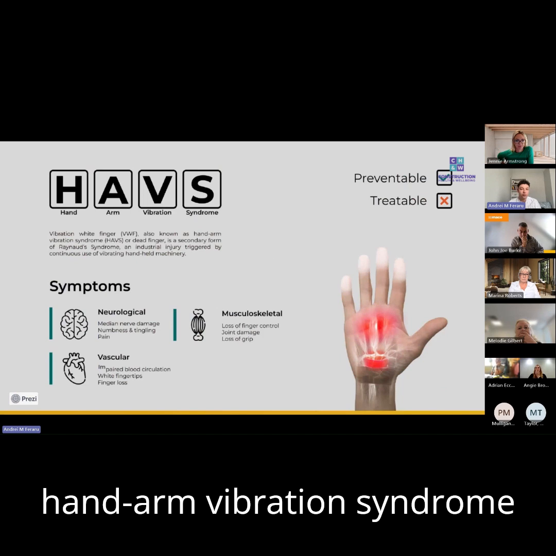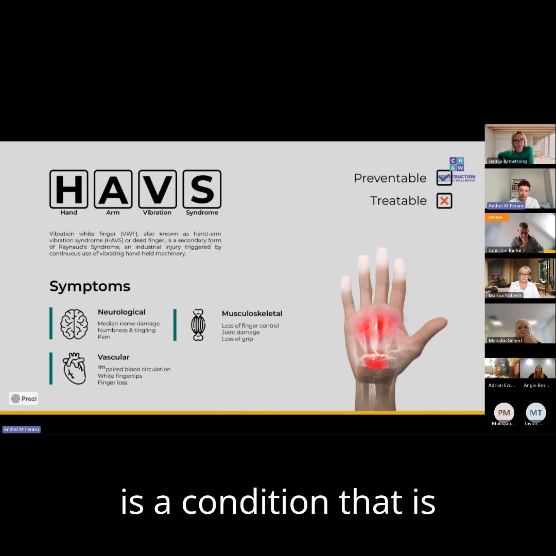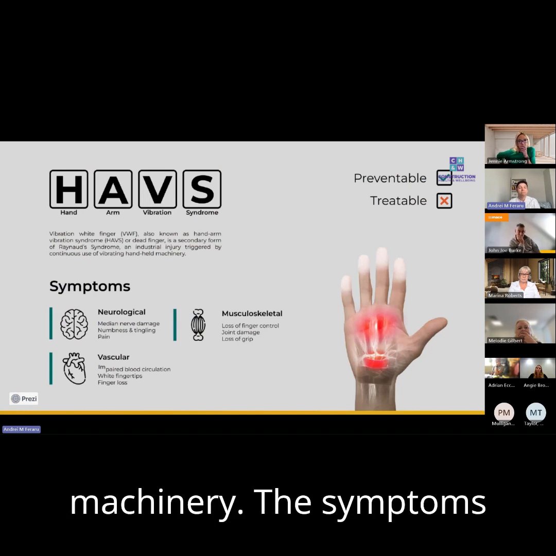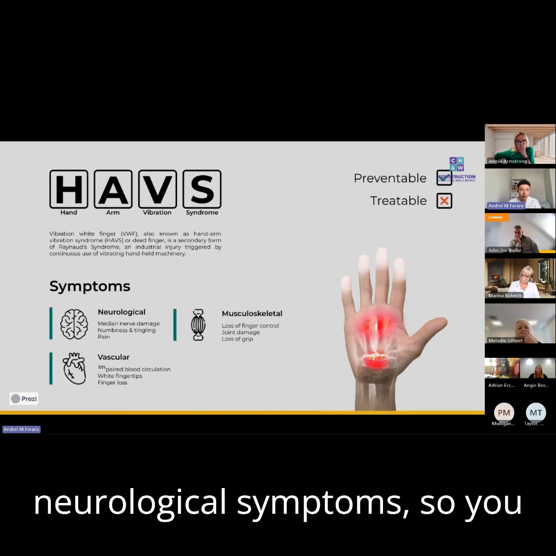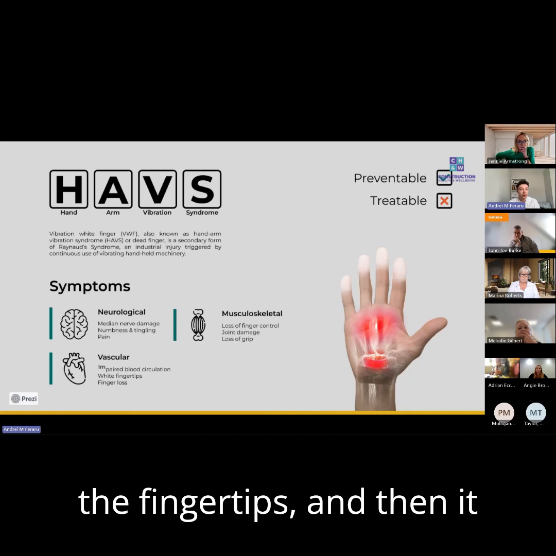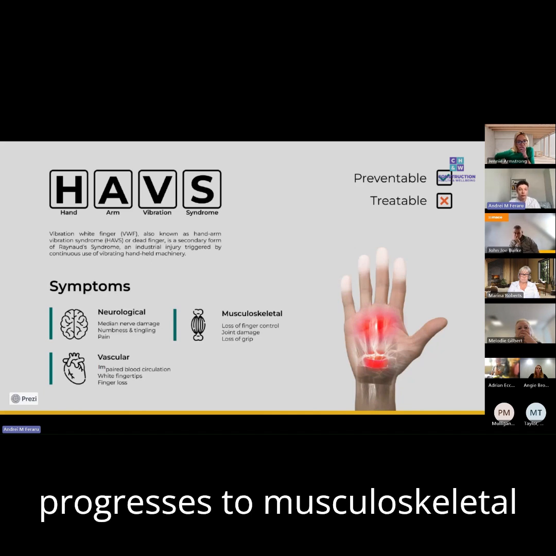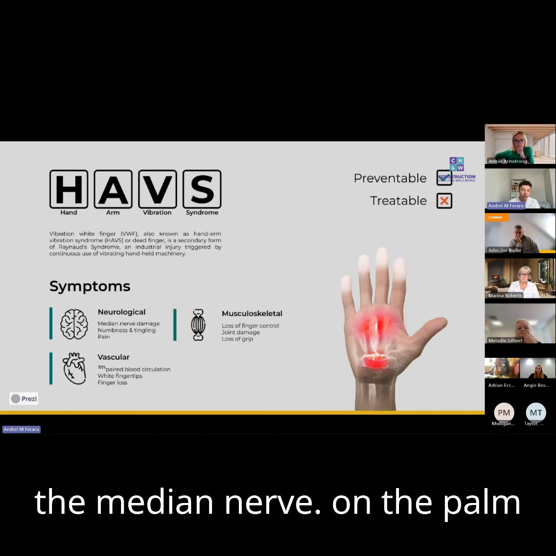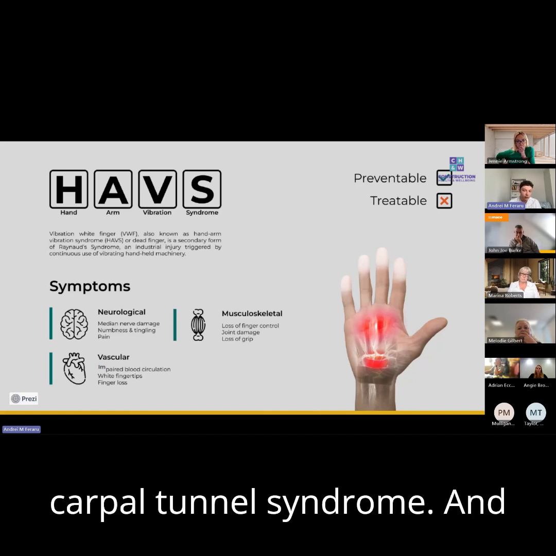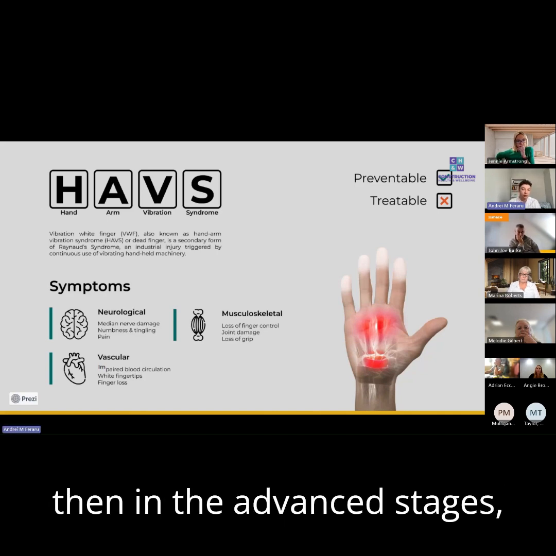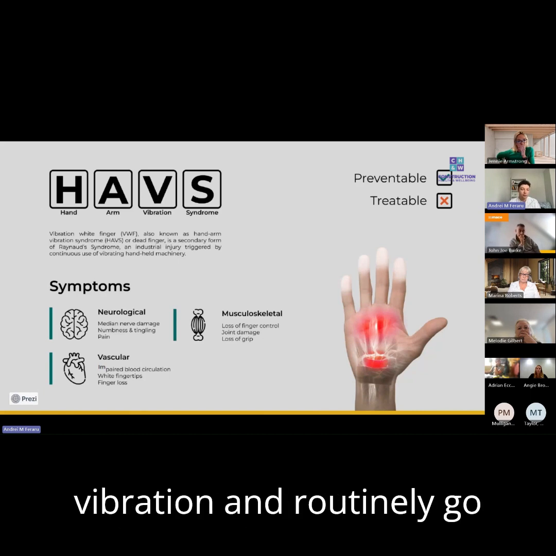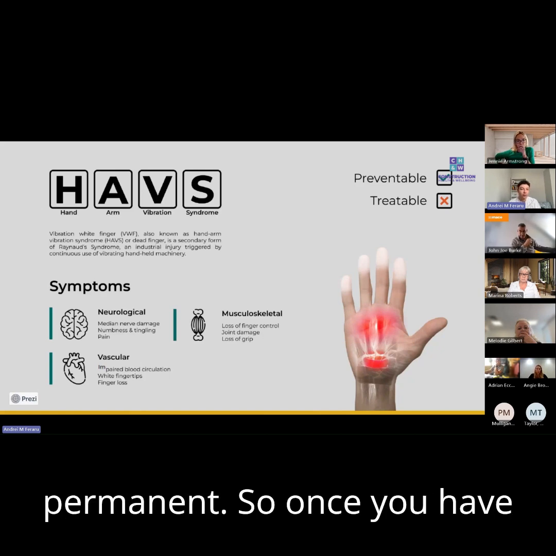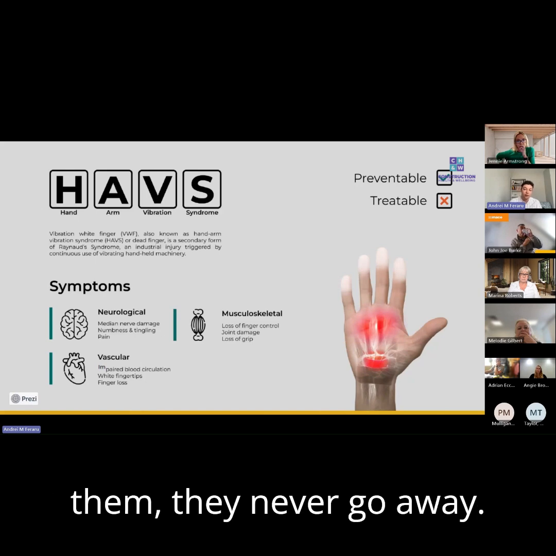So hand-arm vibration syndrome is a condition that is developed by people who work with power tools or vibrating machinery. The symptoms always start with neurological symptoms. So you get tingling and numbness in the fingertips. And then it progresses to musculoskeletal symptoms, which essentially is damage to the muscles and the median nerve on the palm of the hand. That leads to carpal tunnel syndrome. And then in the advanced stages, if you keep working with vibration and routinely go over the limits, you would eventually go into vascular symptoms. And those are permanent. So once you have them, they never go away.